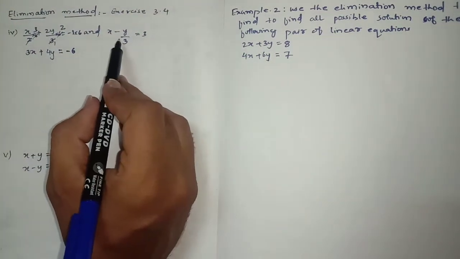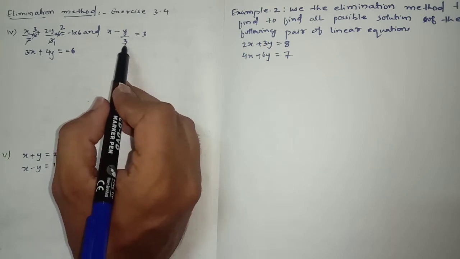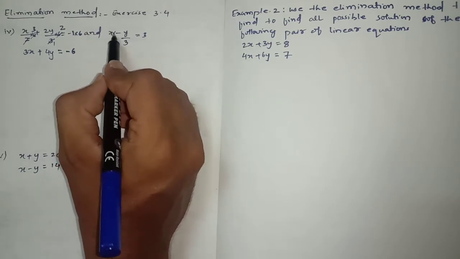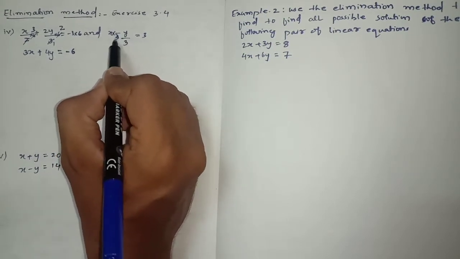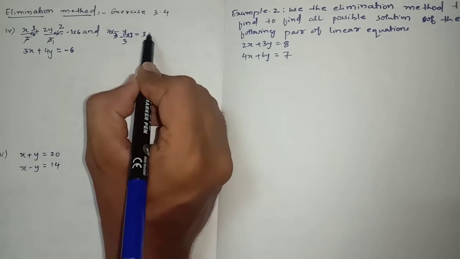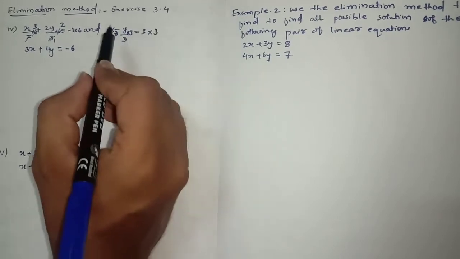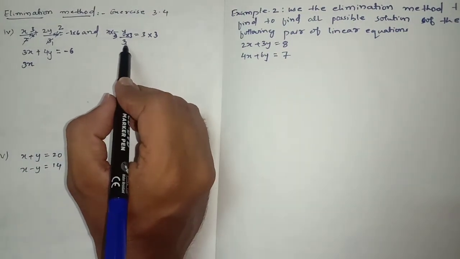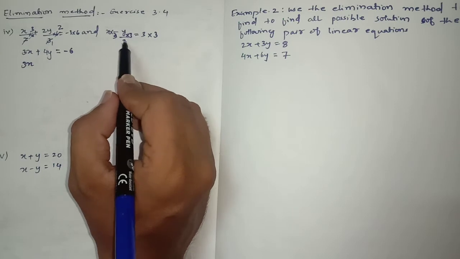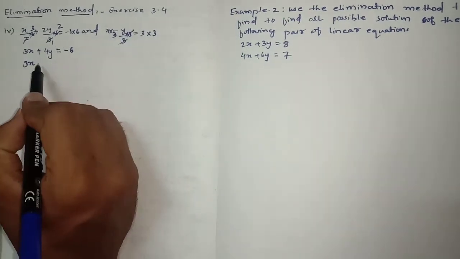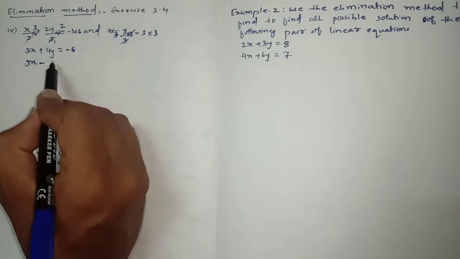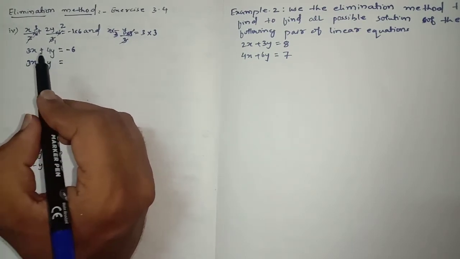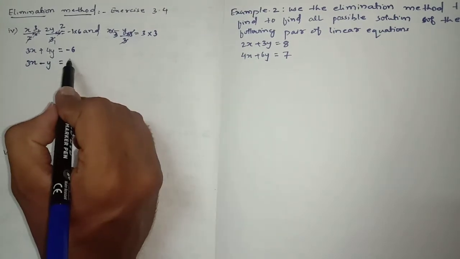Then the next equation, in this equation 3 is the LCM. So we have to multiply 3 both sides, into 3, into 3, and into 3. 3 into x, 3x. Here 3 and 3 get cancelled, minus y will remain, is equal to 3 threes are 9.